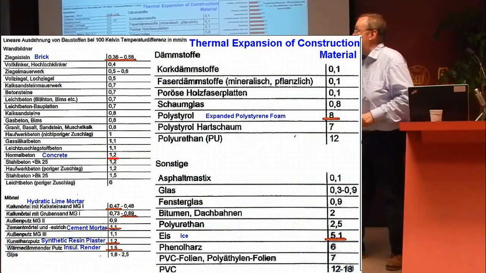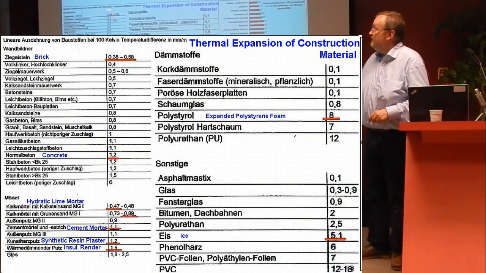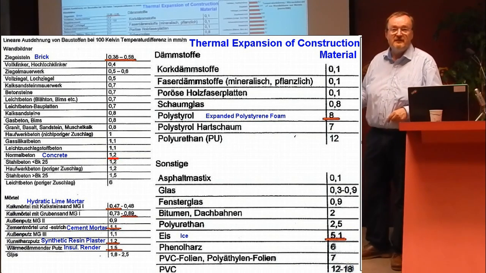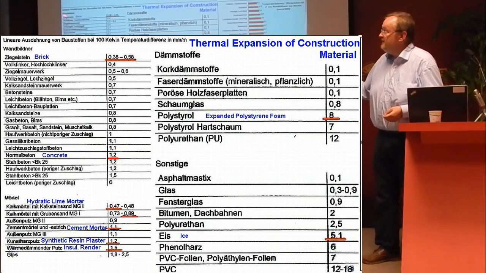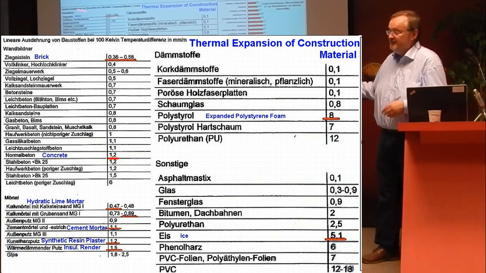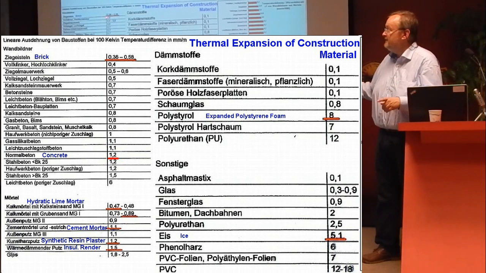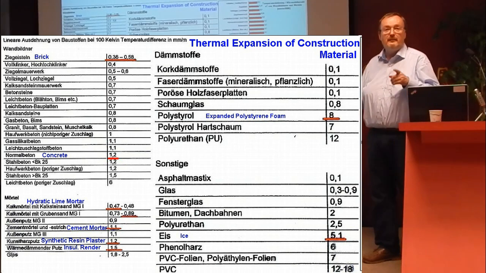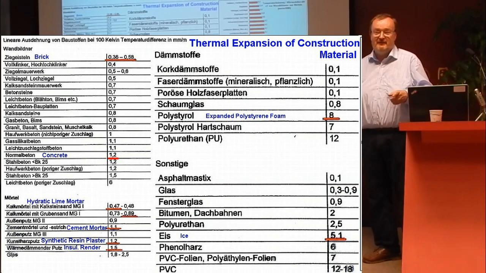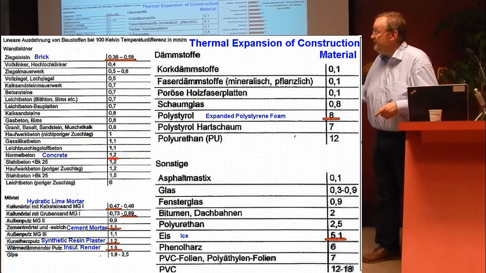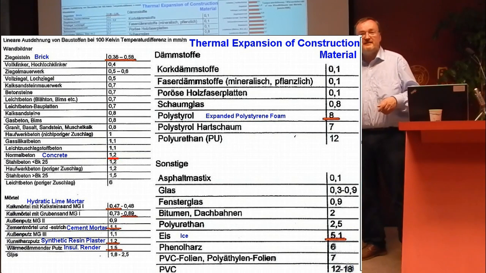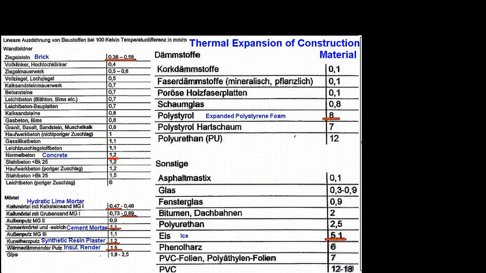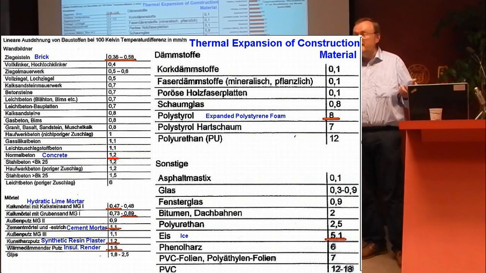Coming to the materials. Here we have the thermal expansion of construction materials, which is a very important thing. We can see the bricks have a very low thermal expansion: 0.4 millimeter per meter per 100 Kelvin. Concrete, for example, has 1.2. And so you can understand why concrete buildings must crack from thermal expansion.